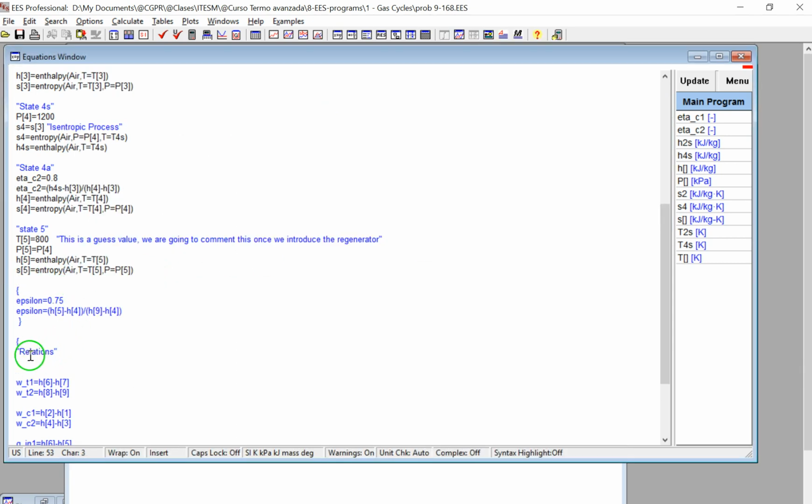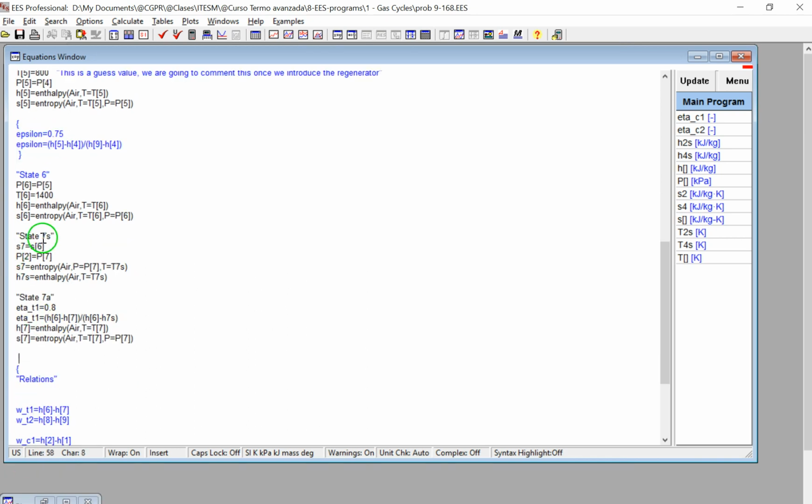Now, I will keep going and introduce state 6. State 6, we have the same pressure as the pressure 5, and we know that it's 1400. So we need only to compute enthalpy and entropy. Recall that process 6 to 7 is isentropic, so I will do exactly the same thing as I did in the compressor. I will first find the state 7S, and then using the definition of isentropic efficiency of the turbine this time, I will find out the actual values of entropy and enthalpy for state 7.